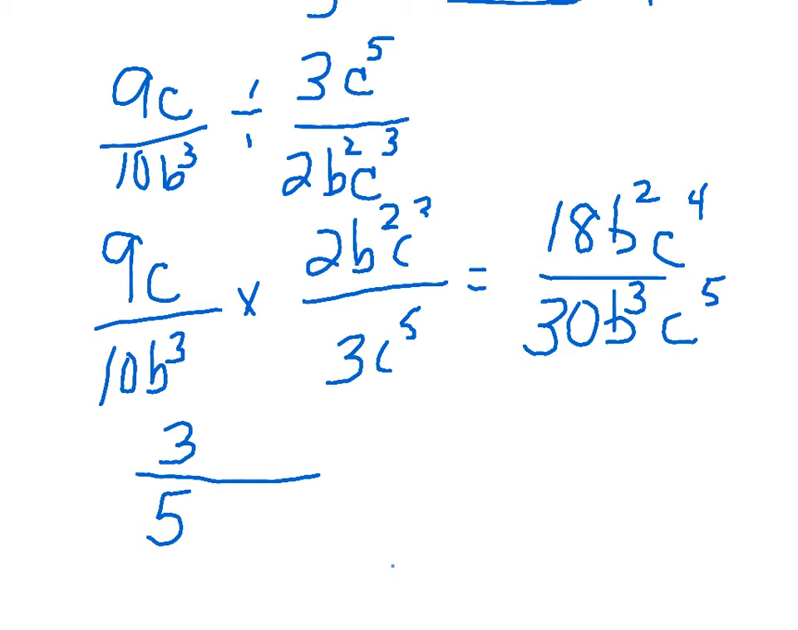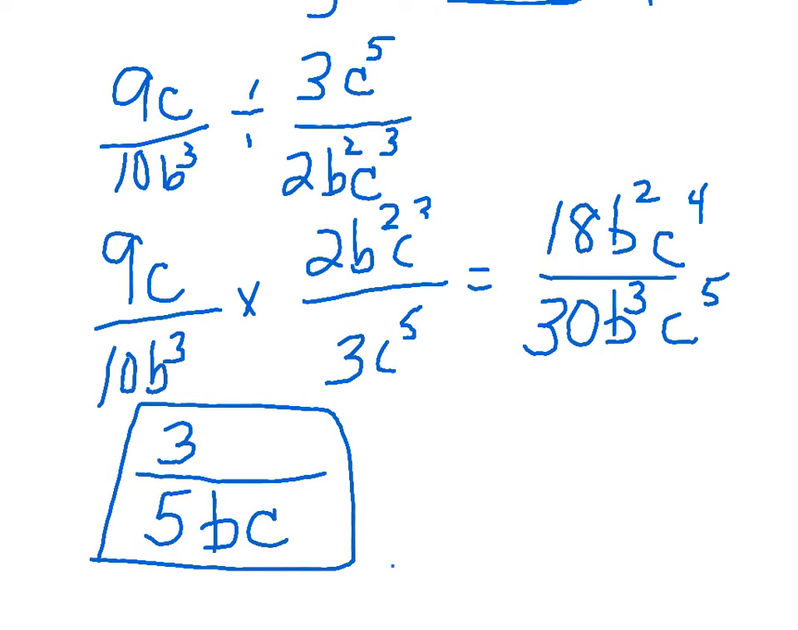There we go. For our b's, we have a b squared over b to the third. That's going to leave one b in the bottom. And for our c's, we have c to the fourth over c to the fifth. That's also going to leave one c in the bottom. And there we go. I'm going to try one more.